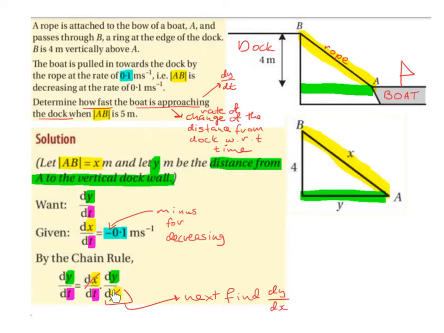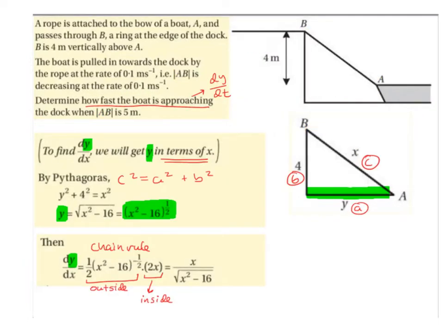So next we need to find dy/dx, so the rate of change of y with respect to x. To find dy/dx, we will get y in terms of x. So we're going to use Pythagoras' theorem. This is going to be our right angle triangle. This is obviously going to be our right angle because this is a vertical wall. So this is our hypotenuse c, and that's x. We're going to label the 4 as b and the y as a.